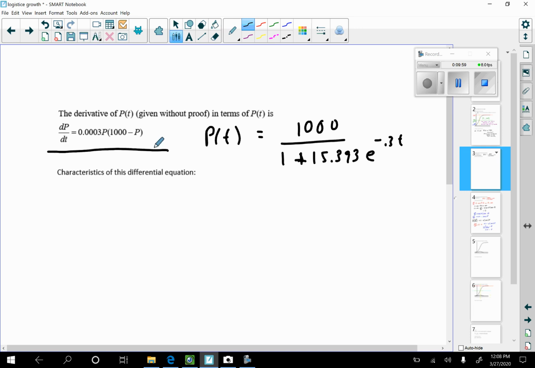And note that this differential equation is in terms of P. This derivative, this dP/dt, if you will, is not in terms of t as the population is. This dP/dt is in terms of P, the population. We need to note that. So this is a logistic, what we call a logistic differential equation.